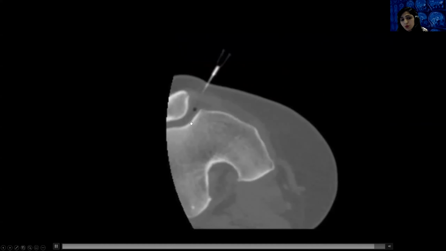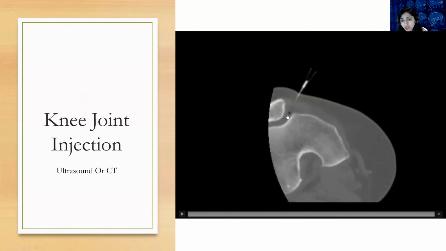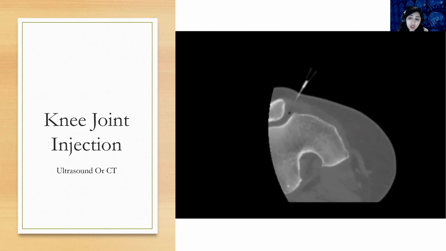So we inject into the patellofemoral compartment. This is the position of the patient, and then we mark. We put a grid over here, then we put a marker, and then inject. And we can aspirate as well. So it's a personal preference; some people prefer doing it under ultrasound even with no fluid.